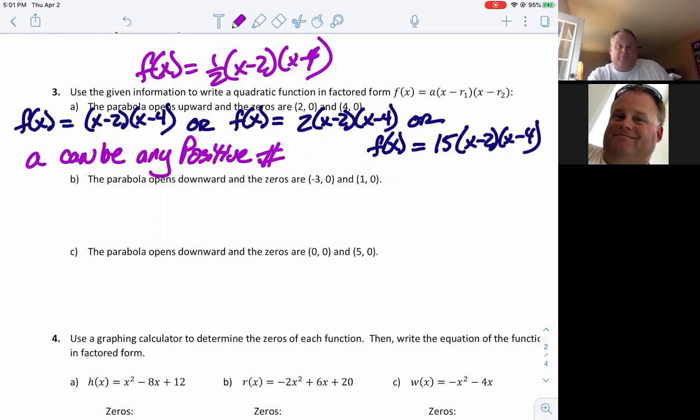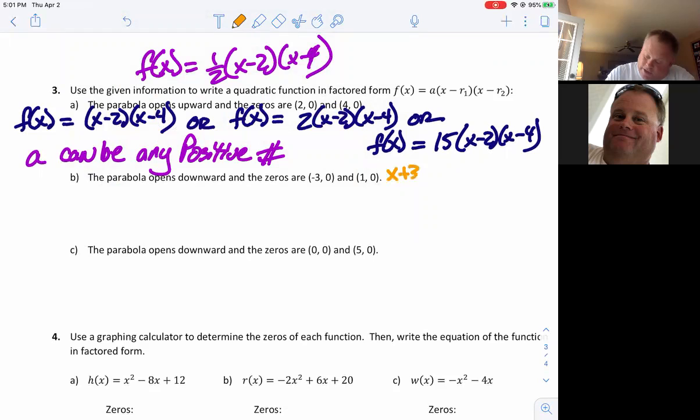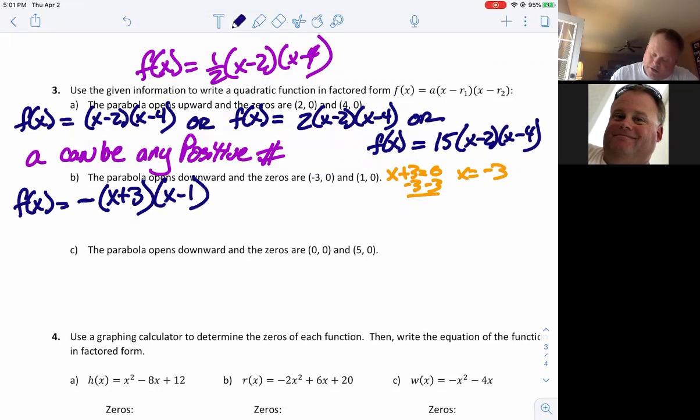All right, so the next one, B: the parabola opens downward and the zeros are at (-3, 0) and (1, 0). So -3, which means it's got to be positive inside, right? So it's got to be something like x plus 3 equals 0, because if I solve that, then it's x equals -3. So I know when it goes inside the parentheses, that's got to be a plus, okay? So here we go. f of x equals, and in this case, it's opening downward, so it's got to be a negative.